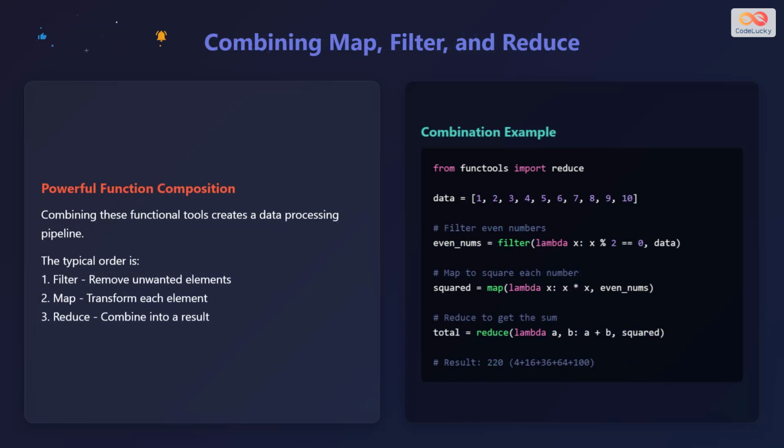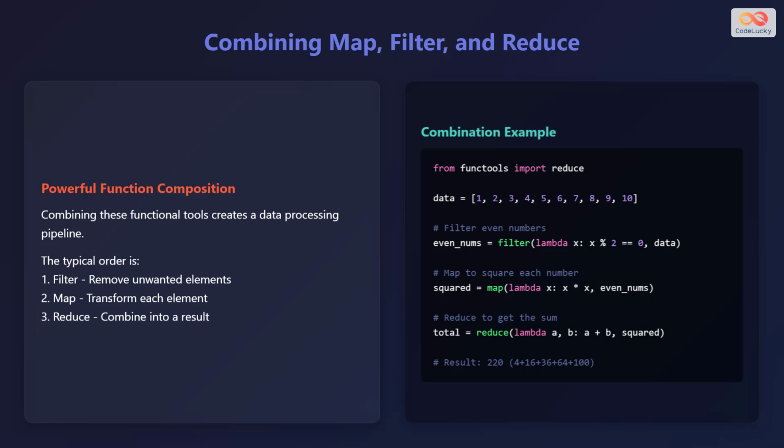Combining these functional tools can create a very powerful data processing pipeline. The typical order is filter, map, and then reduce. First, you filter out any unwanted elements. Then you map to transform each element. Finally, you reduce to combine everything into a single result.